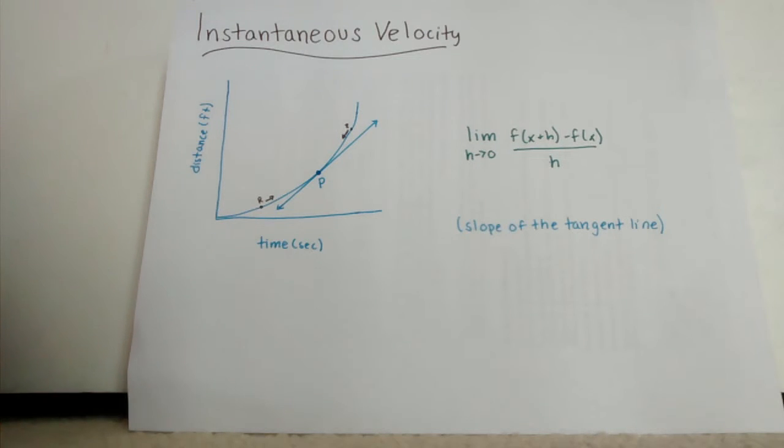Looking at it a different way, if we find the average slope of point r to z, as these points get closer and closer to p, the average slope gets closer and closer to the instantaneous velocity. So we can use the limit definition, limit as h approaches 0 of f of x plus h minus f of x over h. Look familiar? This is also the slope of the tangent line.